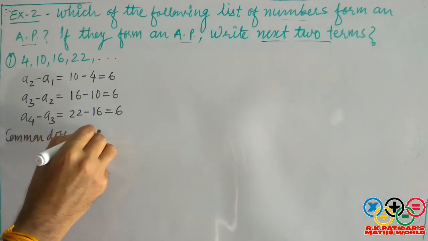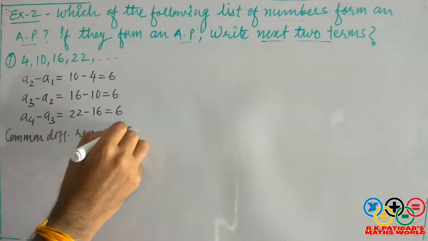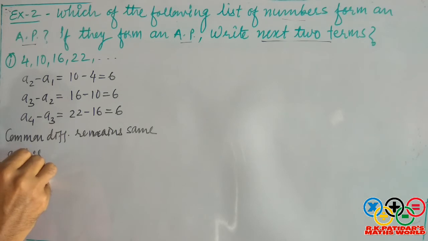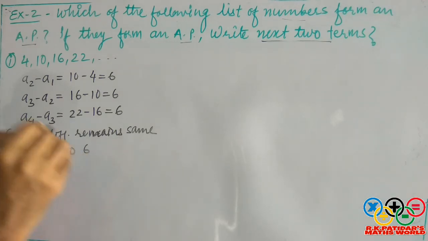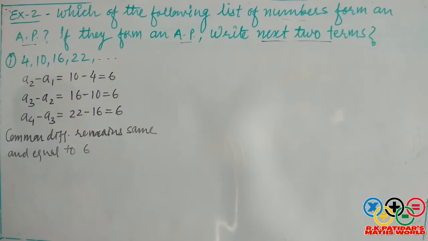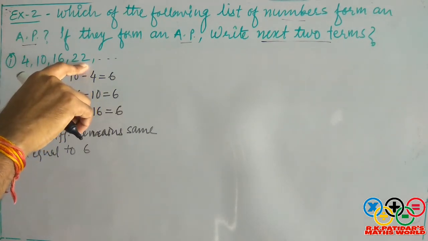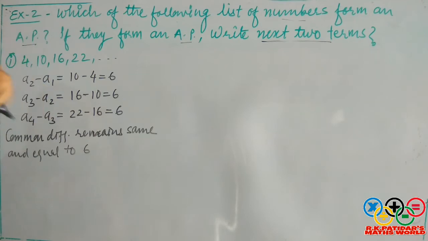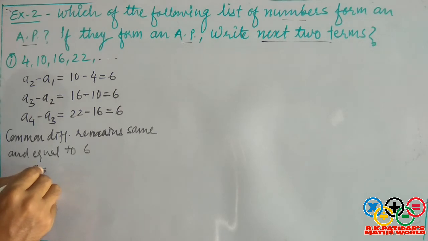Common difference remains same and equal to 6. So what we get here, D is equal to 6. Now we have to find out the next term. By adding 6 to this term, you will get the next term. 22 plus 6, you will get 28. Then 28 plus 6, you will get the next term. Okay, 34. But with the help of formula, if you want to find out, because we have to do questions ahead by formula only.